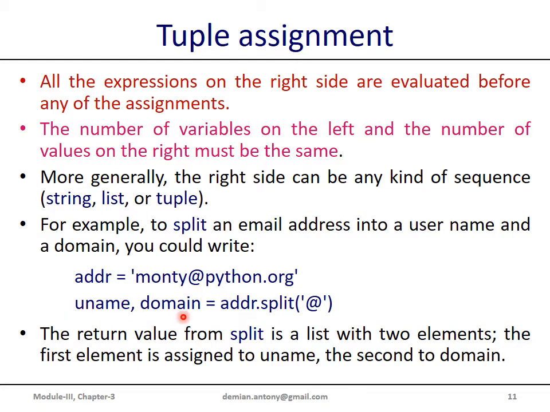So username comma domain equal to address dot split with the split character at. The split function returns a list of words that are separated by at. So we have one string having only one at symbol, and this returns a list having two strings, monty and python.org. The first list item is assigned to username and the second list item is assigned to domain.